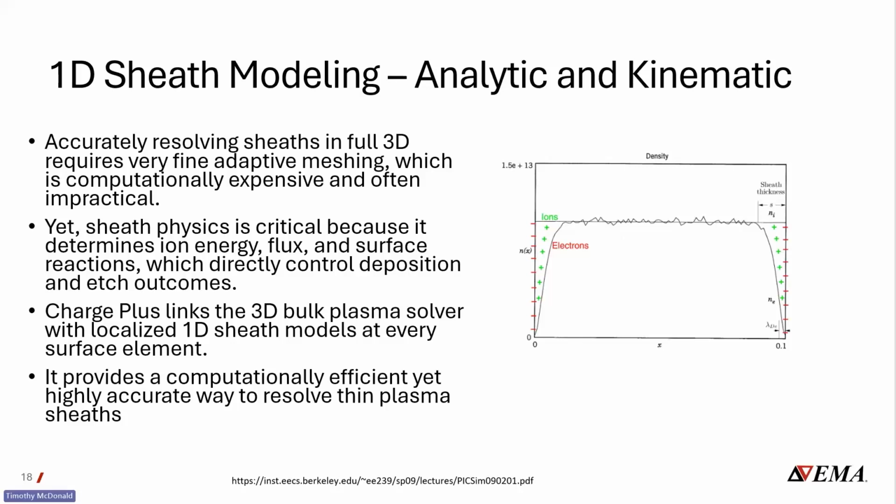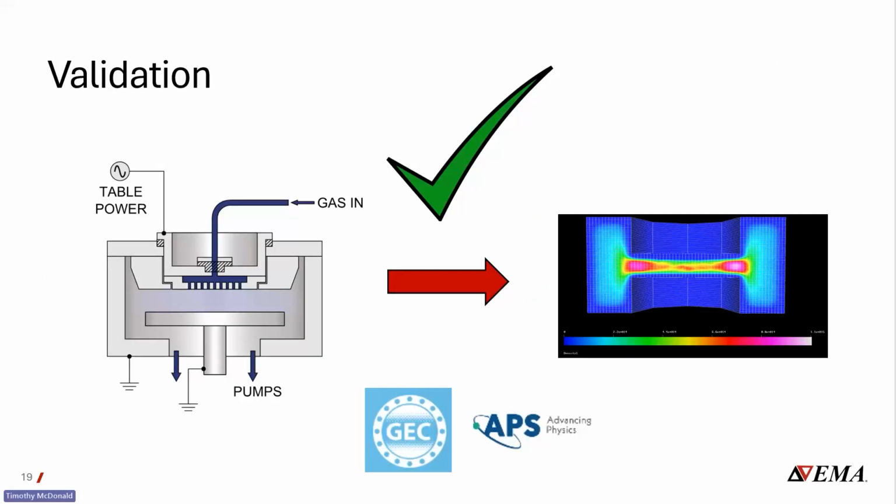And it's localized. Each surface element gets its own sheath solution, and that gives you asymmetric reactor geometry and non-uniform plasma conditions. And it's flexible. It supports both analytic approximations or the kinetic or PIC treatments, depending on the accuracy or performance needs that users want. All right, that's the innovation.